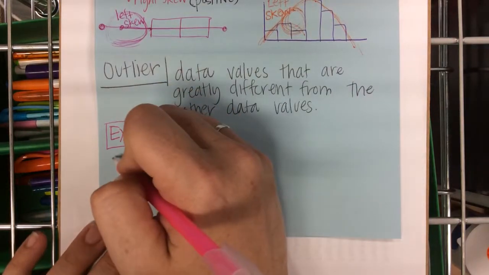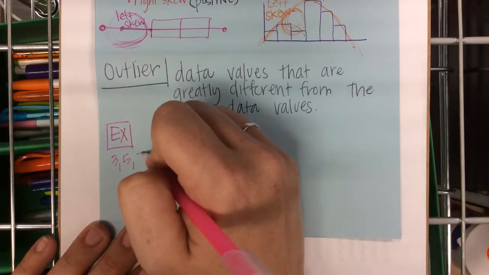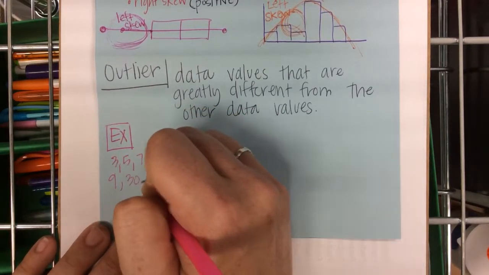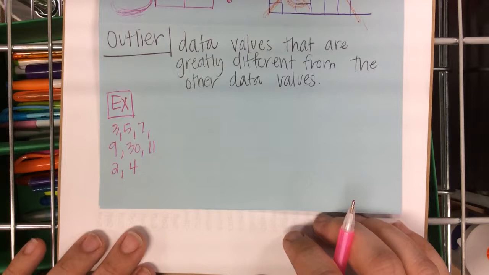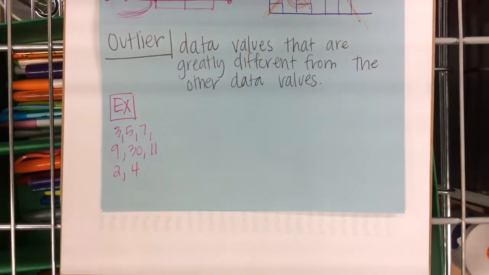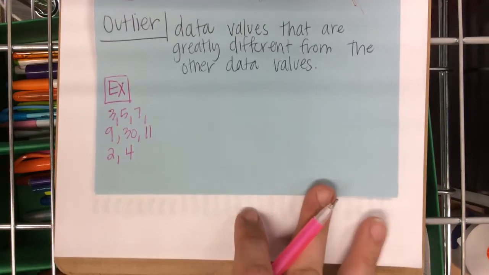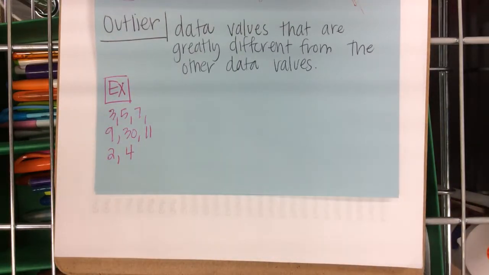So if I give you this data set, 3, 5, 7, 9, 30, 11, 2, and 4. Our middle school definition is a data value that is greatly different from the other data values. And if the data is 3, 5, 7, 9, 30, 11, 20, and 4. Looking at this, can you, just by looking, identify the outlier? Quentin? 30.